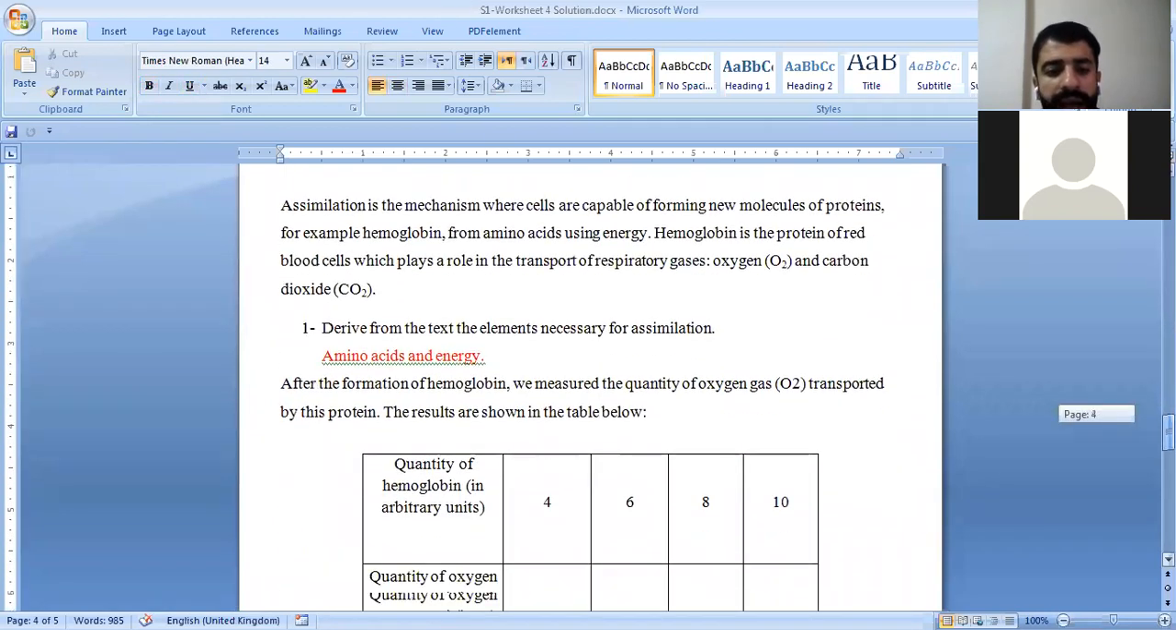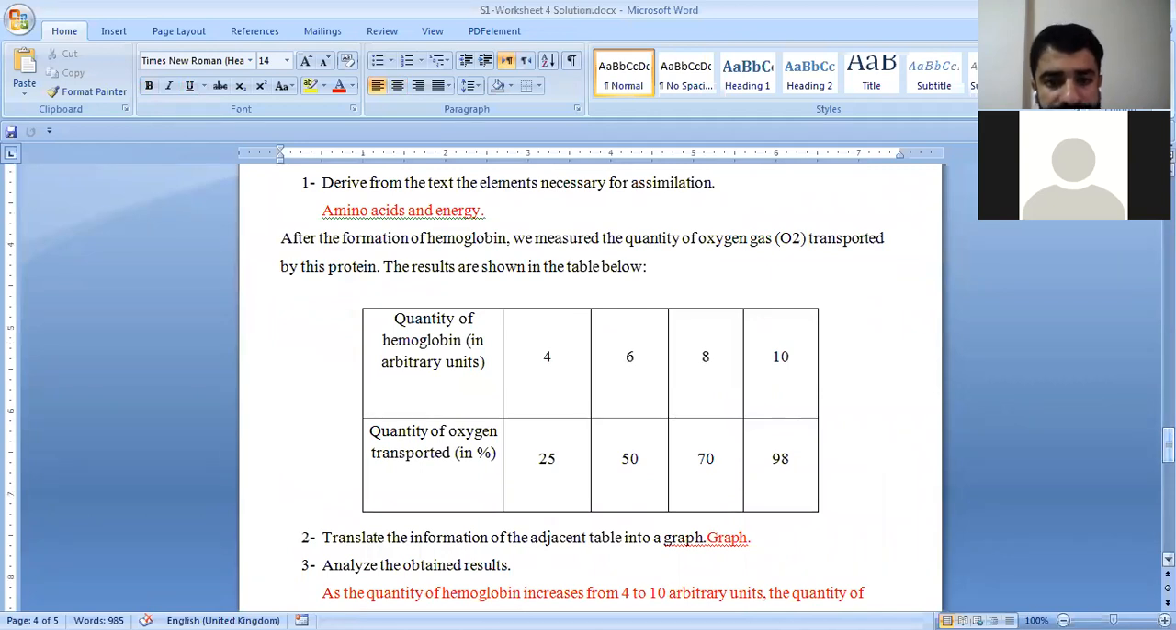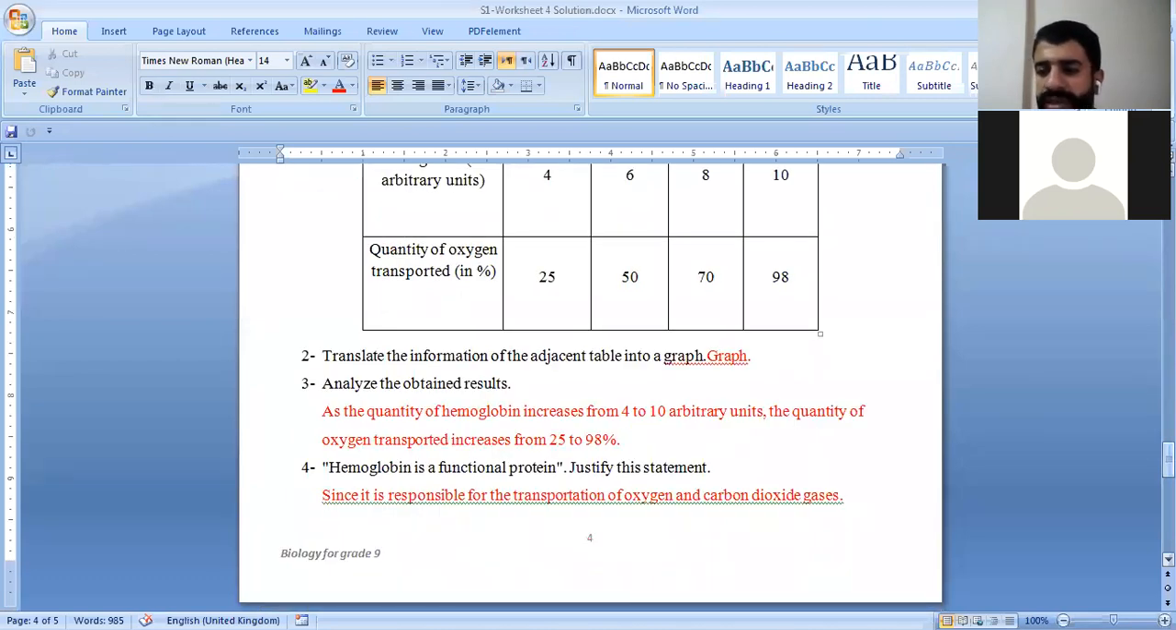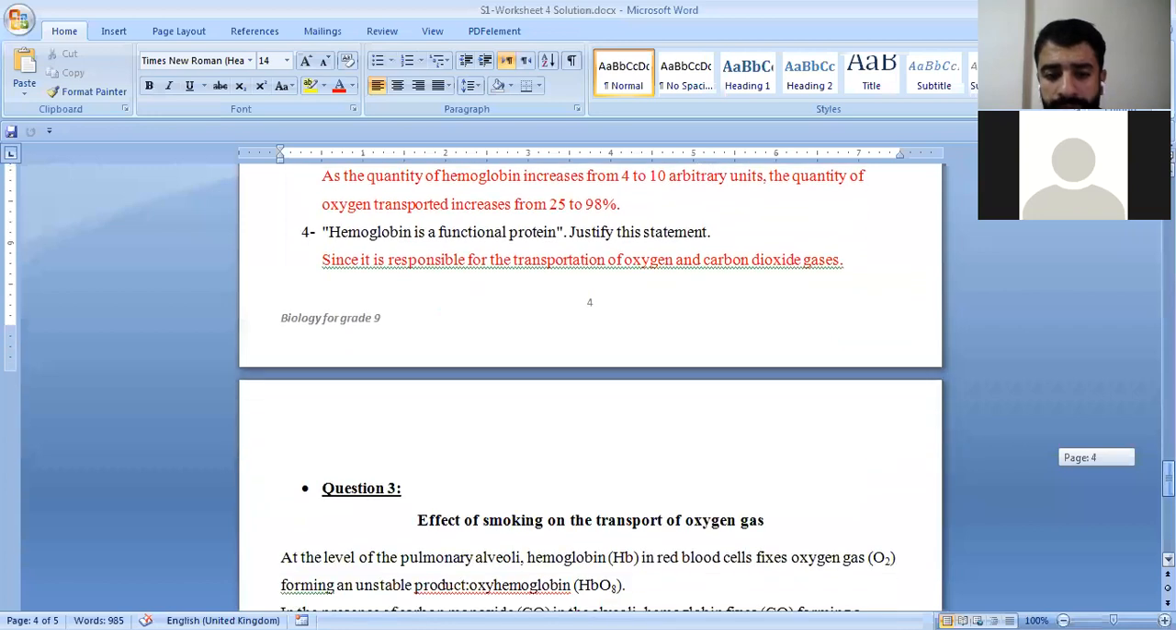Part 2. After the formation of hemoglobin, we measure the quantity of oxygen gas transported by this protein. The results are shown in the table below. We have to transform it into a graph. So a graph should be drawn on graph paper, using a pencil, should be given a title, and all the values should be written down. Analysis: as the quantity of hemoglobin increases from 4 to 10 arbitrary units, the quantity of oxygen transported increases from 25 to 98. They said that hemoglobin is a functional protein. Why? Because it's responsible for the transportation of oxygen and carbon dioxide.